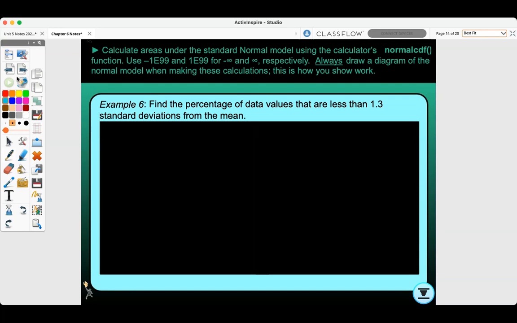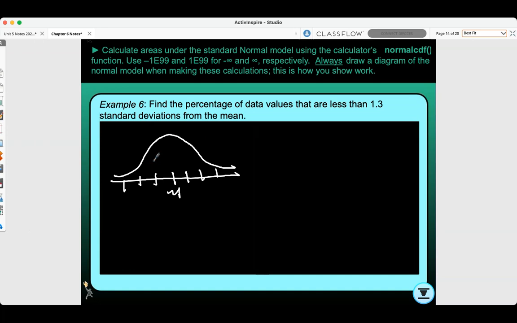Let's go ahead and look at example 6. Find the percentage of data values that are less than 1.3 standard deviations above the mean. Again, we need to show a picture so that we understand what it means. 1.3 standard deviations from the mean, and it's less than. So 1.3 to the left would be about here, so that's negative 1.3, and 1.3 to the right would be about there. So we're finding the area between the 2 points.